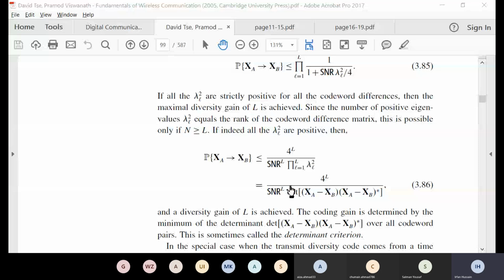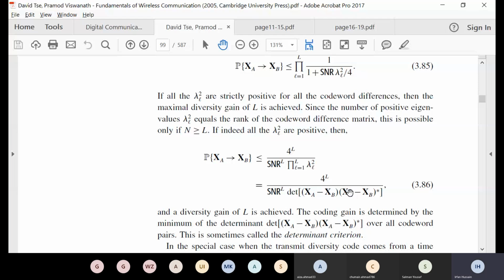For example, for BPSK over the scheme we saw, we have 4 code words. So I will find the difference between 1 and 2, between 1 and 3, between 1 and 4, between 2 and 3, and between 2 and 4. Similarly, I will find the difference between the third and fourth code words. All the code differences I will find. And then I will see what the minimum is. So the coding gain will be driven by the minimum of the determinant over all code words.